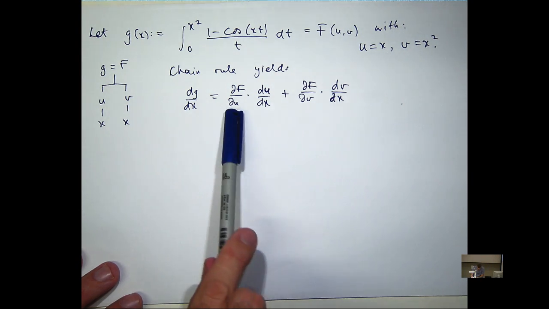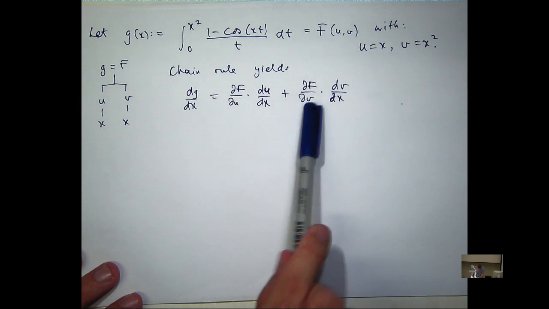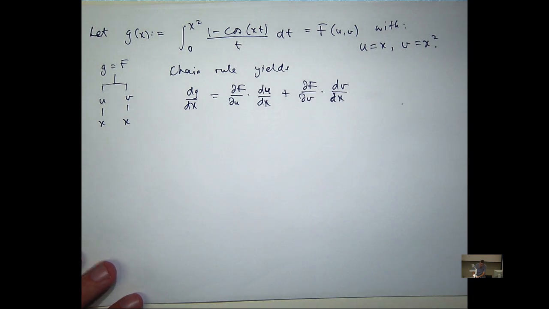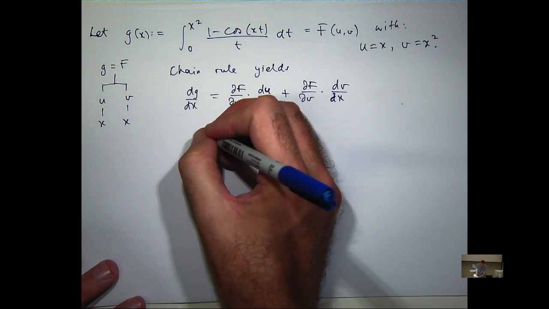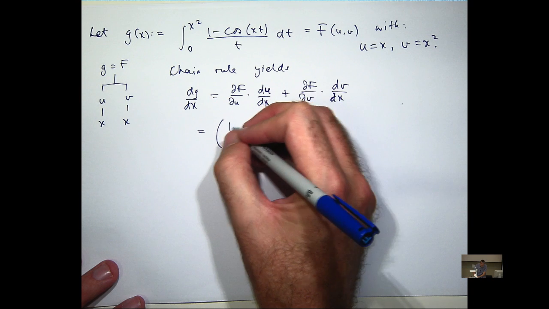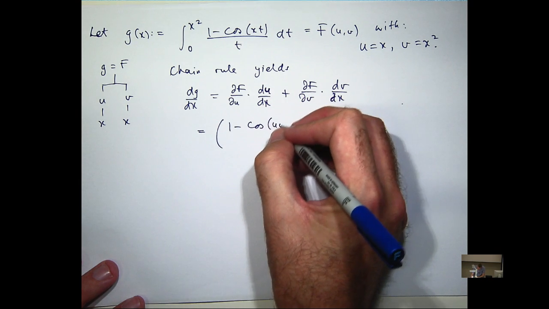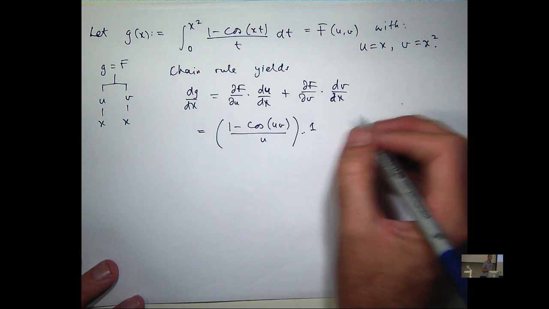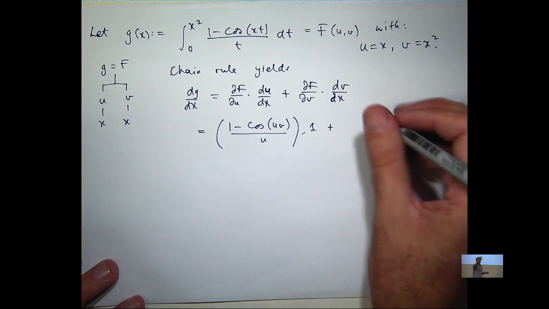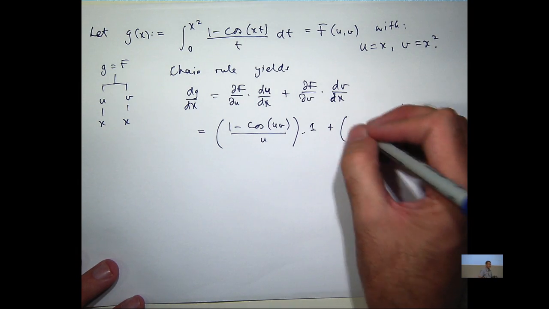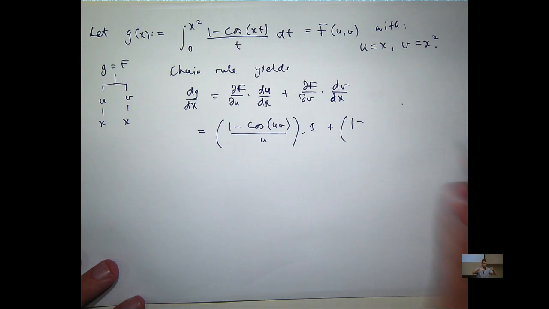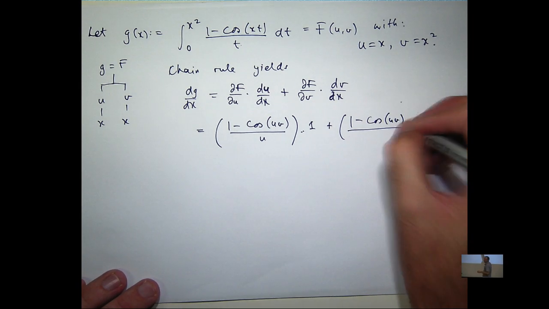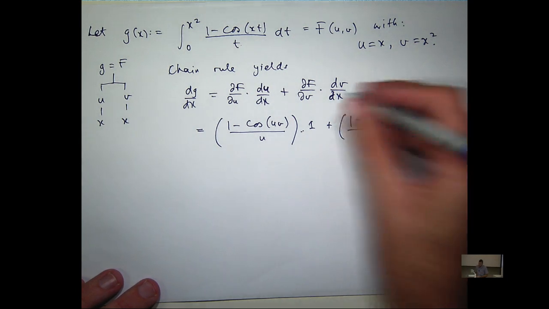Now we've already calculated these two partials on the previous page. We can easily calculate these two just from here. So du dx will be 1, dv dx will be 2x. So from the previous page, I have the following. du dx is just 1. df dv from the previous page is just the following, is just here, all over v. dv dx is just 2x.